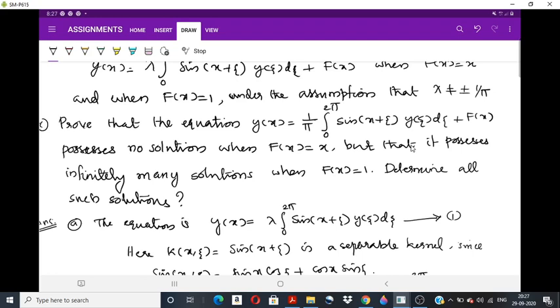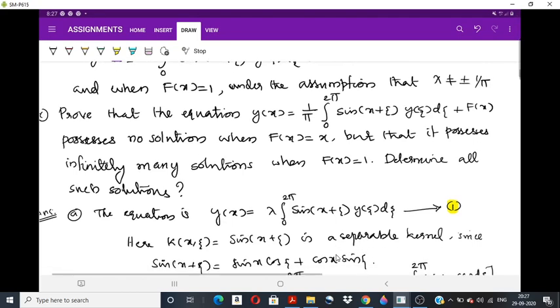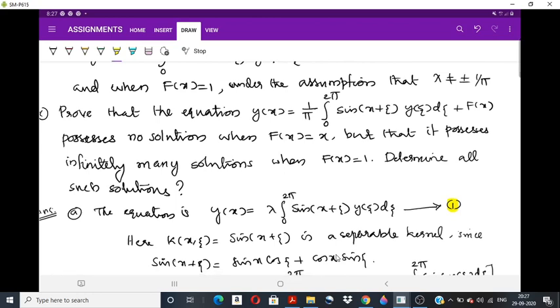Here in section A, the given equation is a homogeneous equation, that is y of x is equal to lambda integral 0 to 2 pi sine of x plus theta y theta d theta. We name it equation number 1. Here k of x theta is equal to sine of x plus theta, which is a separable kernel. A kernel is said to be separable if it can be written as a finite sum of products of a function of x alone and a function of theta alone.